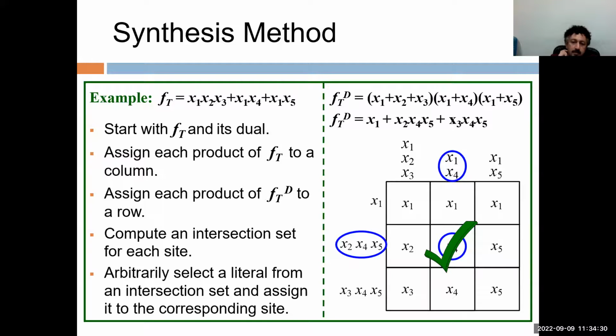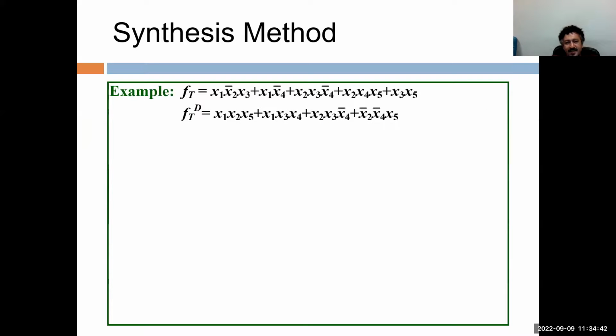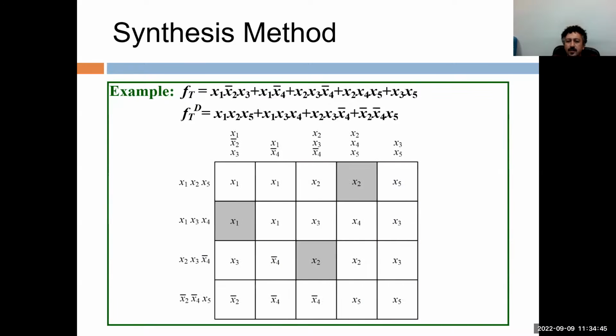So with this step-by-step algorithm, or way to explain the computing, you can implement any Boolean function, which is nice. Another example, there is a given fT dual. So here, gray sites are the sites having intersection sets of multiple variables. For example, this one has a set of x2, x3, x4. But you can select x2, x3, or x4, it doesn't matter. So at the end, this lattice implements your target function.